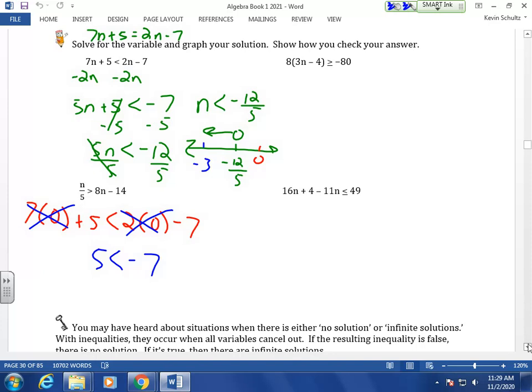Okay, pick another one on this front page, Brent. The third one, that fraction and variables on both sides.